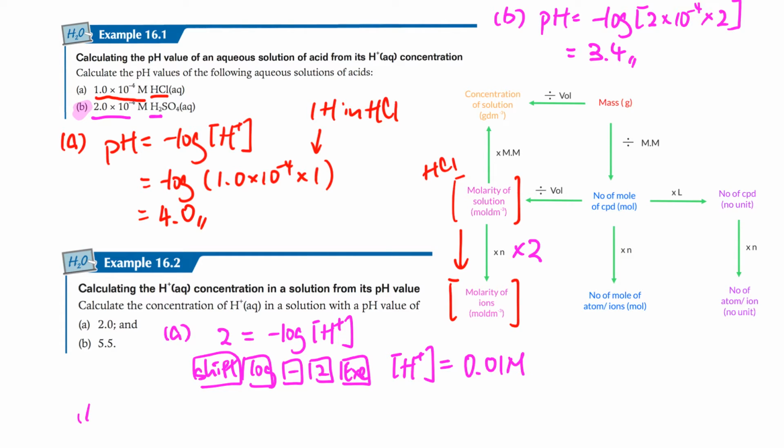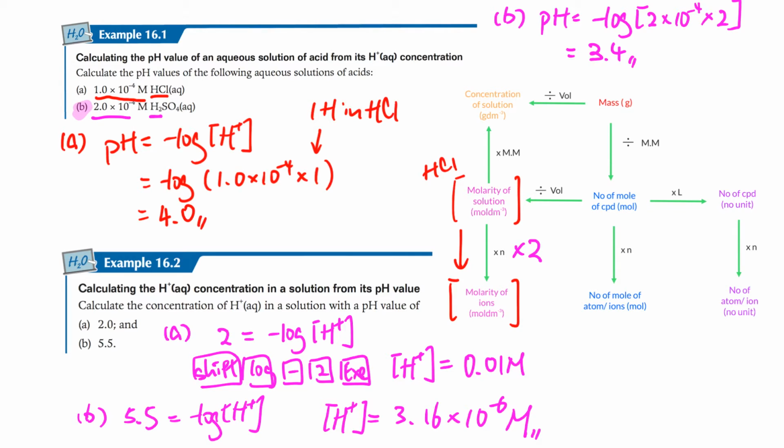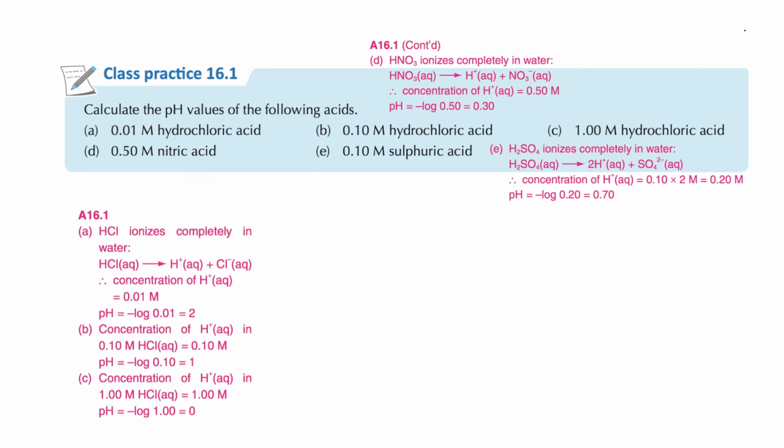While for the second one, part B, 5.5 equals negative log H plus. For this one, you'll find that H plus should equal 3.16 times 10 to the negative 6 M. So this is how we do the calculations. You can have a look at this class practice as well. Basically, this one just echoes what we've learned just now.